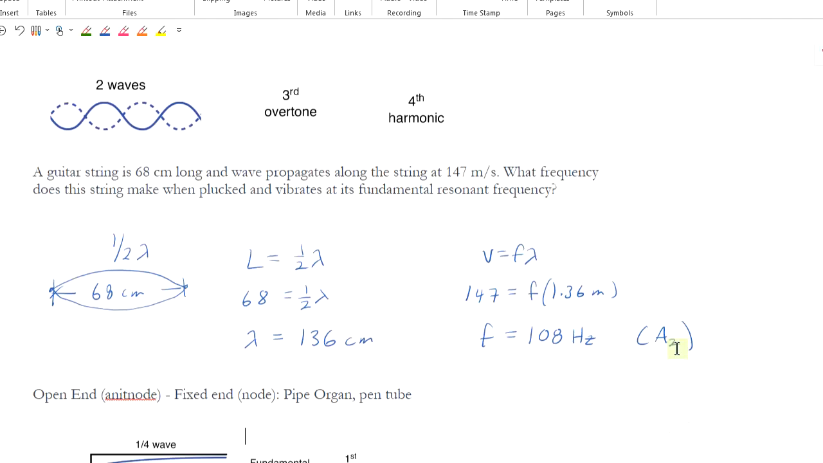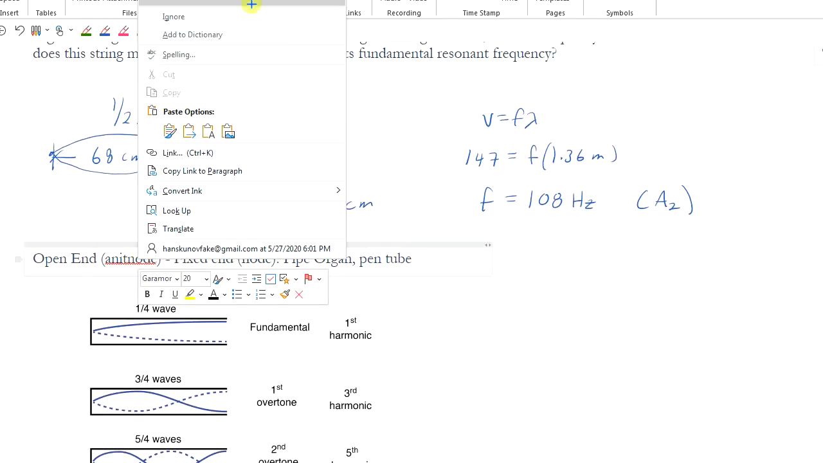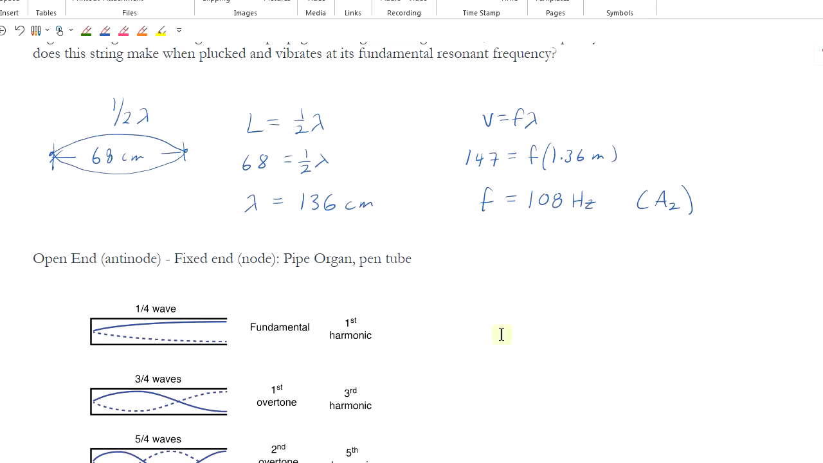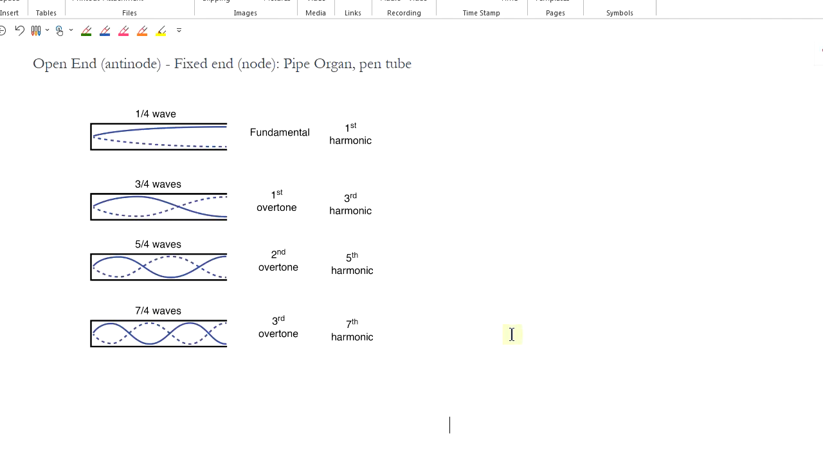Okay, let's tackle the next case. This is the next type of vibration here, where you have one open end and one fixed end. Very similar, but where you have a fixed end, you still have a node, but at the end it's open, so you get an antinode.